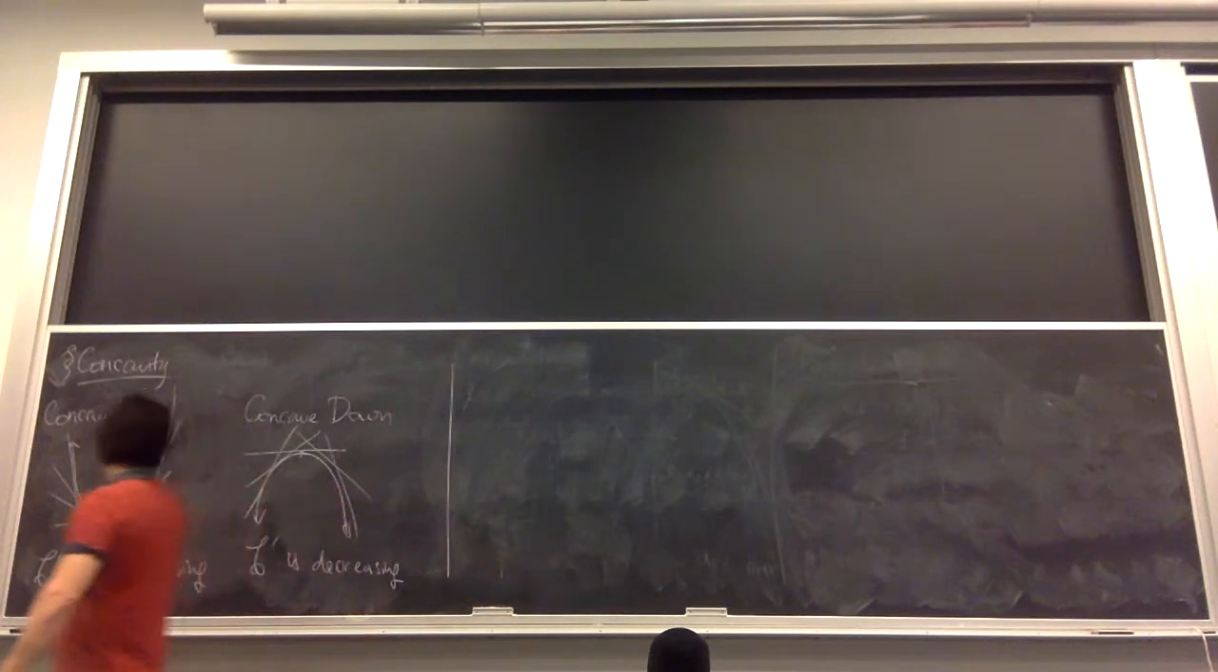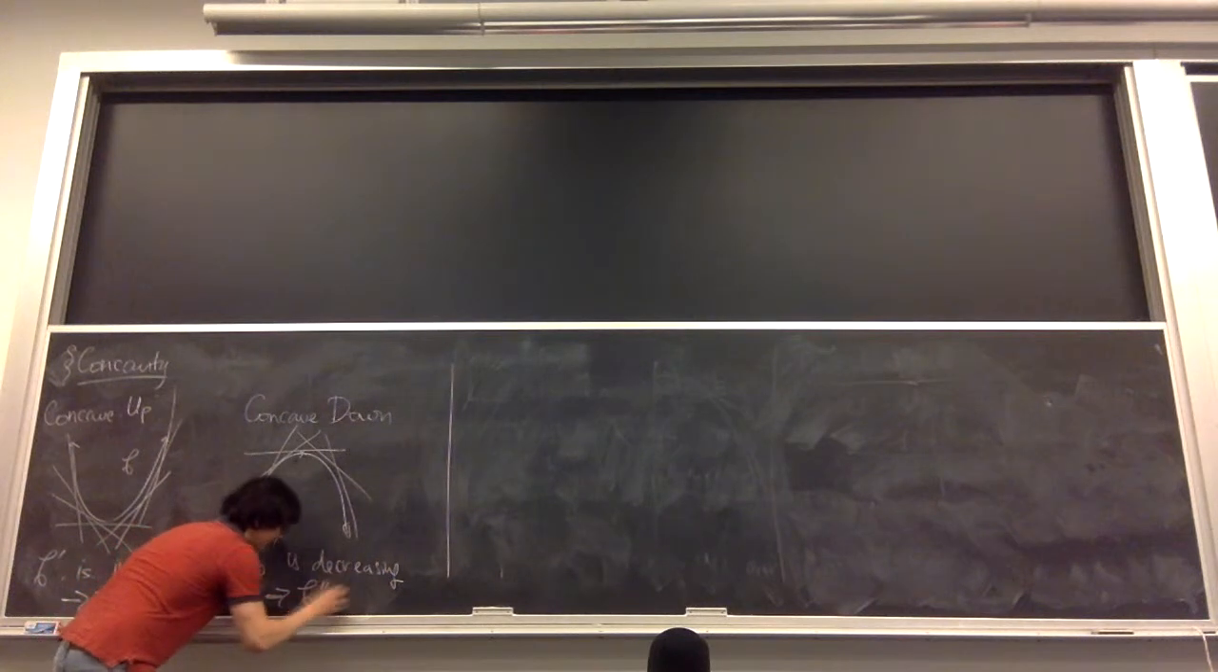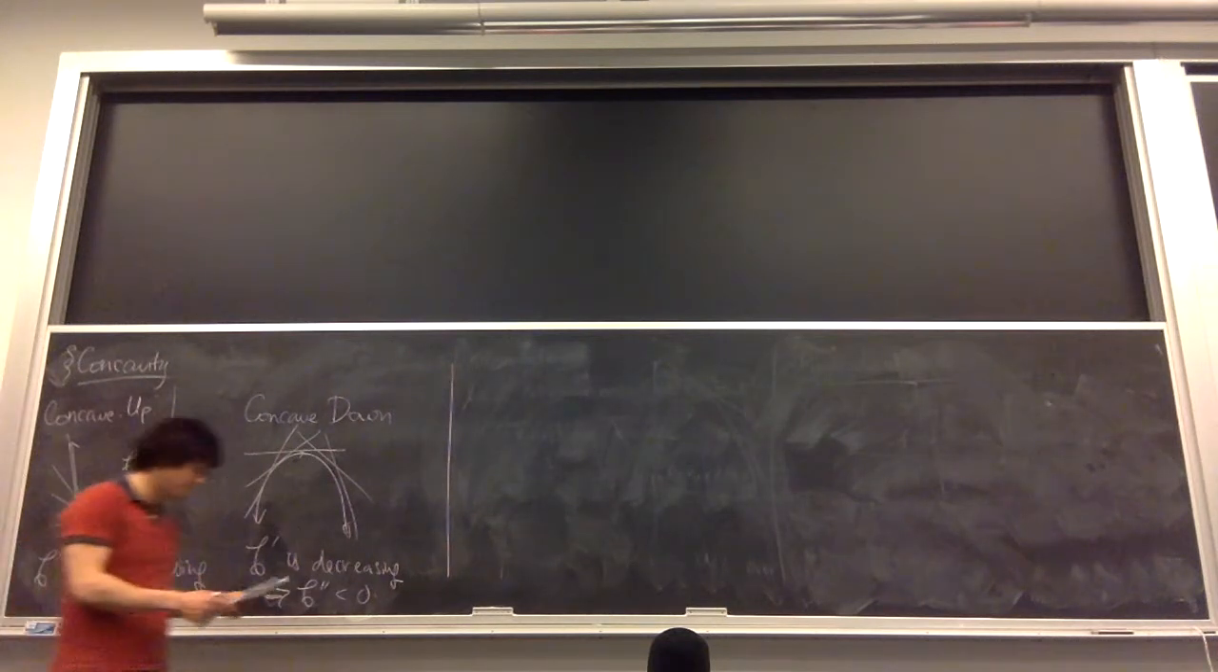But if F prime is increasing, what did we just learn that this has to satisfy? We just had a whole lecture on increasing, decreasing. The derivative has to be positive. Yeah, the derivative of this has to be positive. So if F prime is increasing, this means that F double prime has to be positive. In this case, this means that F double prime has to be negative. If the derivative of the derivative is positive, that's how we can measure if the derivatives themselves are increasing.